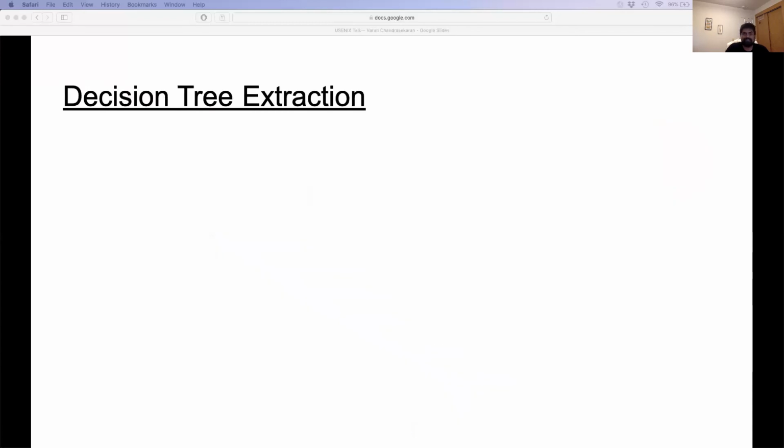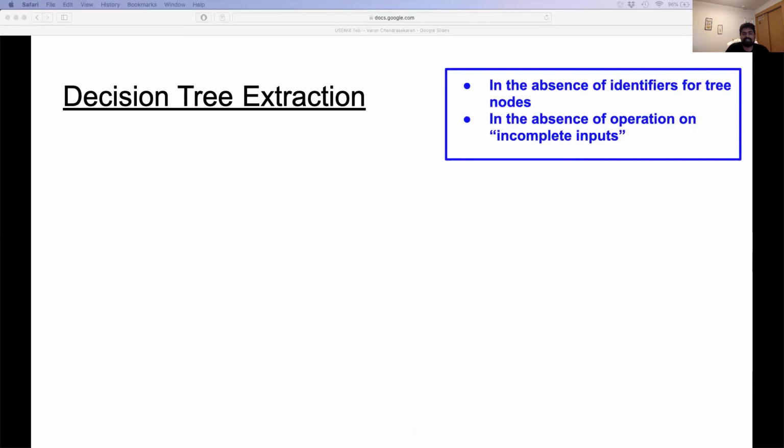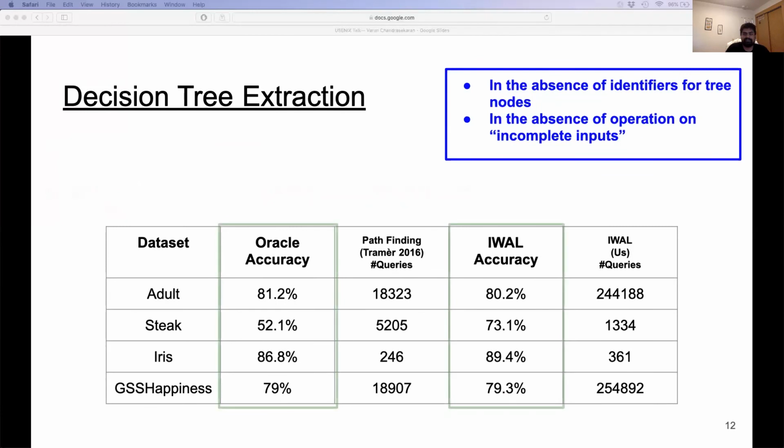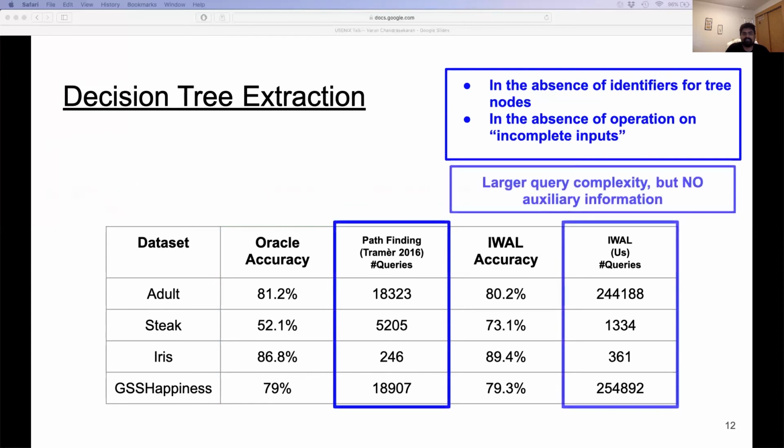Let's discuss one other result, the extraction of decision trees. Like prior work, we assume that the cloud service provider does not provide identifiable nodes or operate on partially complete inputs. One natural candidate for extraction is the algorithm proposed by Kushilevitz and Mansour. However, this approach is not ideal. We utilize the importance-weighted active learning strategy using inputs generated from a uniform distribution. Observe that our approach achieves comparable accuracy to the oracle. In this more restricted regime, we require an order of magnitude more queries in the worst case, but are still able to learn a comparably performant tree.